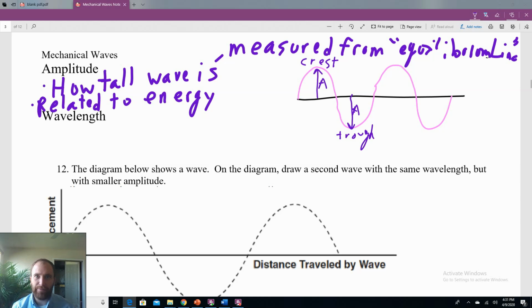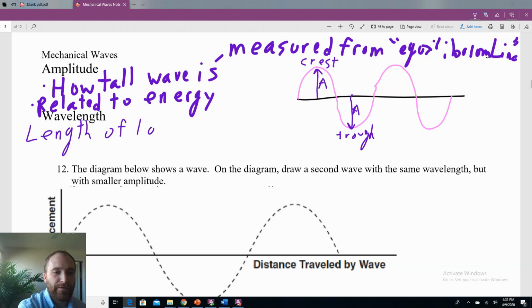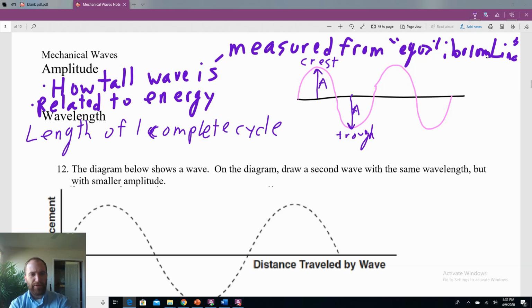Wavelength. The definition is what it sounds like. It is the length of a wave. I don't want to write that. I'm going to write the length of one complete cycle. That way it's a better definition than the length of a wave. But that's basically what it is.